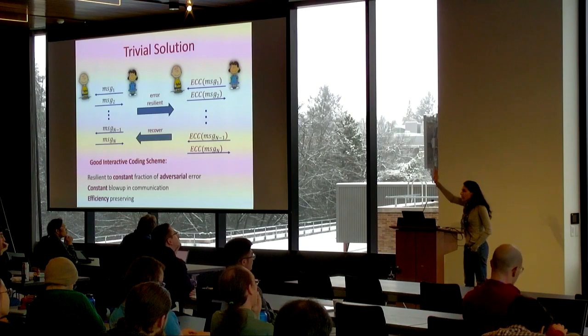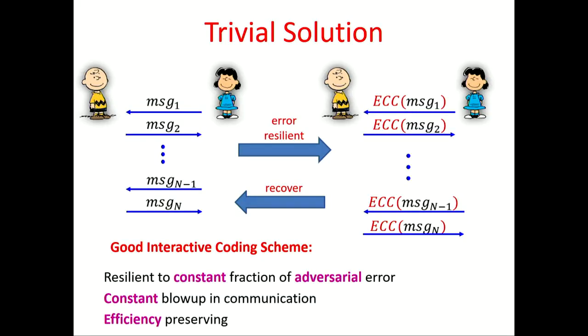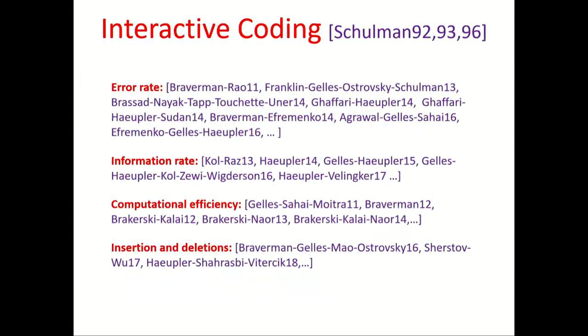Okay, so this is the model. Just as a sanity check, it's tempting to think that you can just apply a standard error correcting code message by message, and that will solve the problem. I want to point out it does not solve the problem because it's not resilient to a constant fraction of error. Note that here, the first several messages, actually an epsilon fraction of messages, can be completely corrupted. So if you apply an error correcting code locally in the message, it won't give you anything. What we need here is a global mechanism of correcting error.